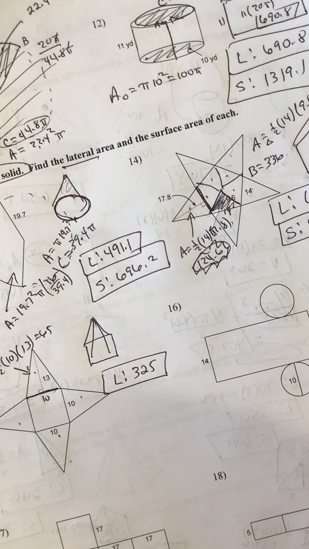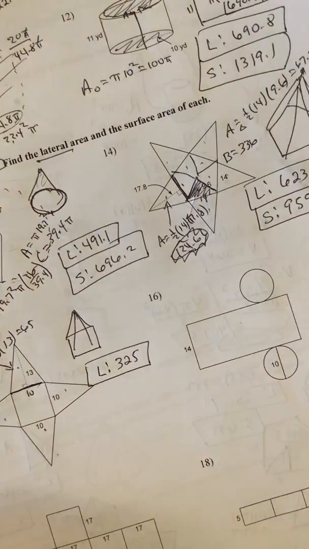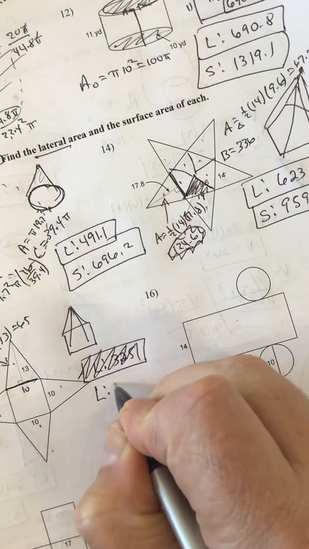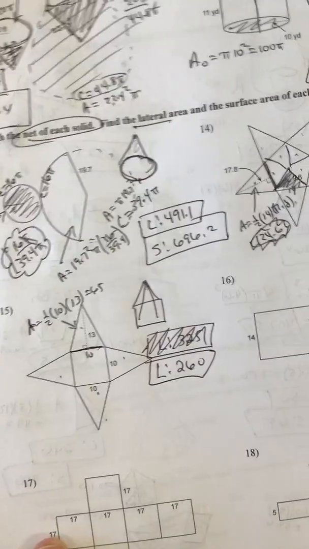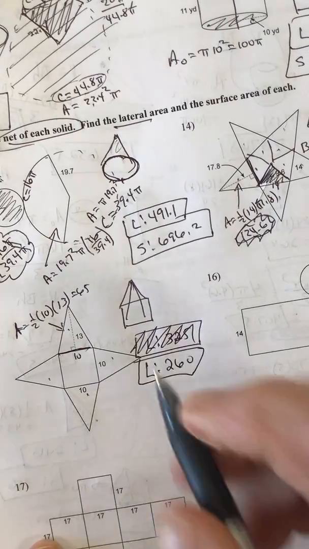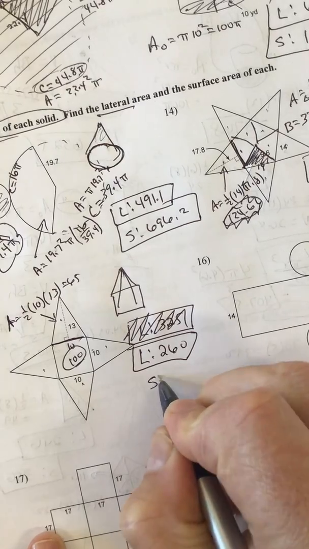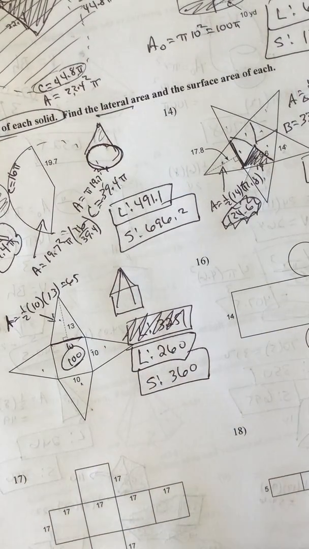Let's see, is that right? No, there's only 4 of them. 65 times 4, 260. Something didn't sound right when I said times 5. There's only 4 sides. Okay, then the box is 10 by 10. The base is 100, so the surface area is another 100 on top of that for 360.